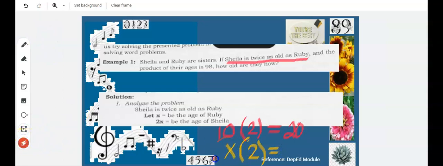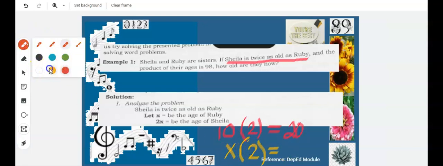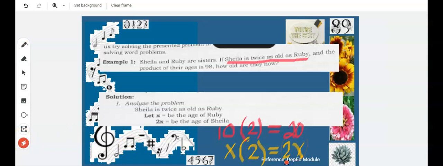Pila man ang x times 2? Yes, x times 2 is equal to 2x. Unsa gani ning 2x nga representation? Yes, you are correct. So we can say 2x be the age of Sheila. Again, we represent the age of Ruby with x. Rubiho na to ang x. So we multiply 2 to x. 2 times x or x times 2 is equal to 2x.